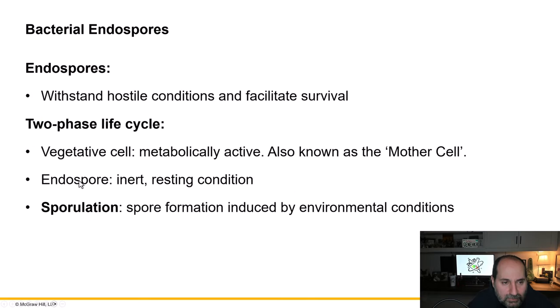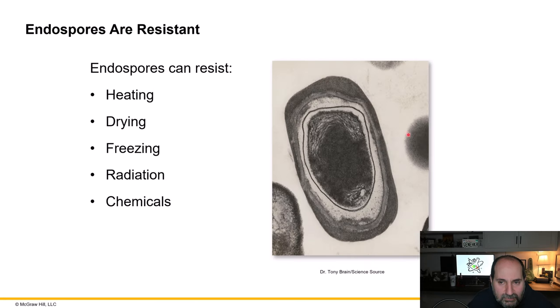And when endospores are formed, the vegetative cell, also known as the mother cell, which is the metabolically active cell, will form the endospore through a process known as sporulation. The endospore is the inert resting condition. It is a dormant seed, and it is highly resistant to the environment. And the process by which the vegetative or mother cell will form the endospore is called sporulation. Sporulation refers to spore formation, and this can be induced by environmental conditions. This is an endospore on the right.